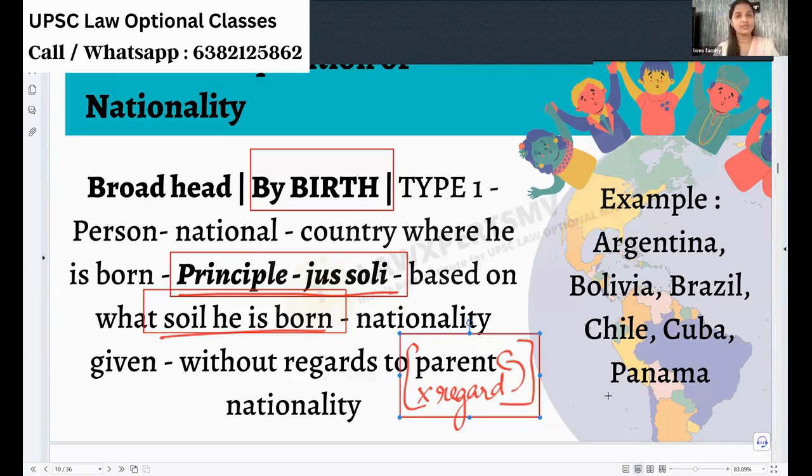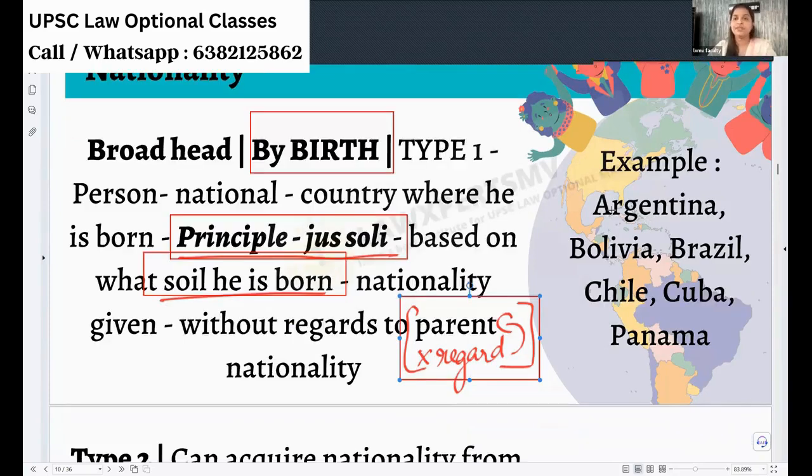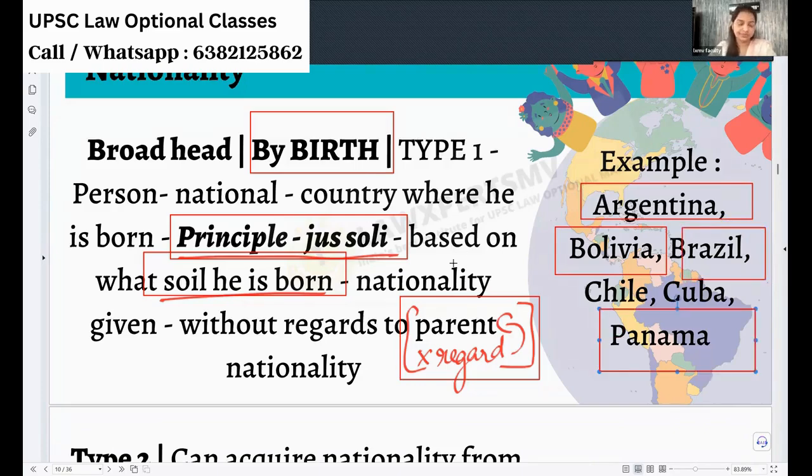That baby has an option. They can get the baby as a citizen of India. So like that, whatever country follows this principle of jus soli is an example. I'll give you the examples. Argentina follows this. Bolivia follows this. India also follows this. Brazil follows this. Chile, Cuba, Panama all have this rule.